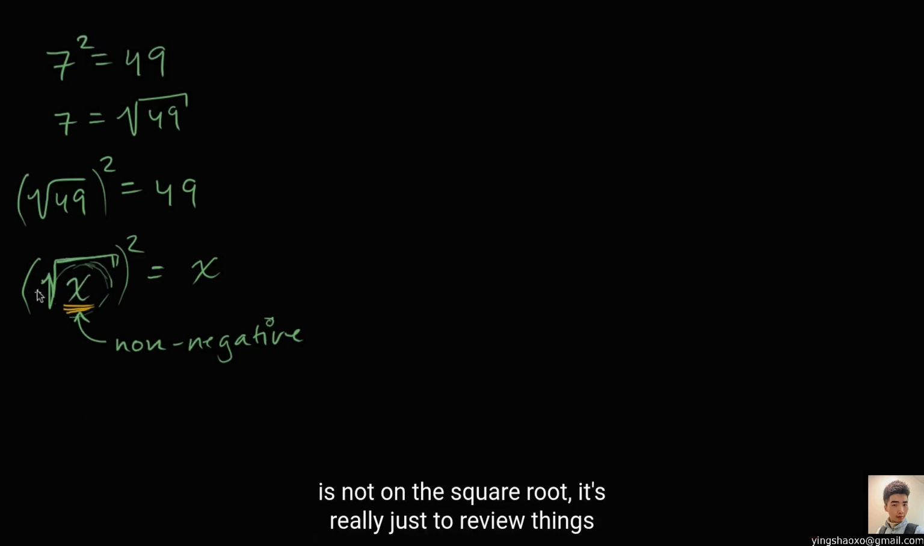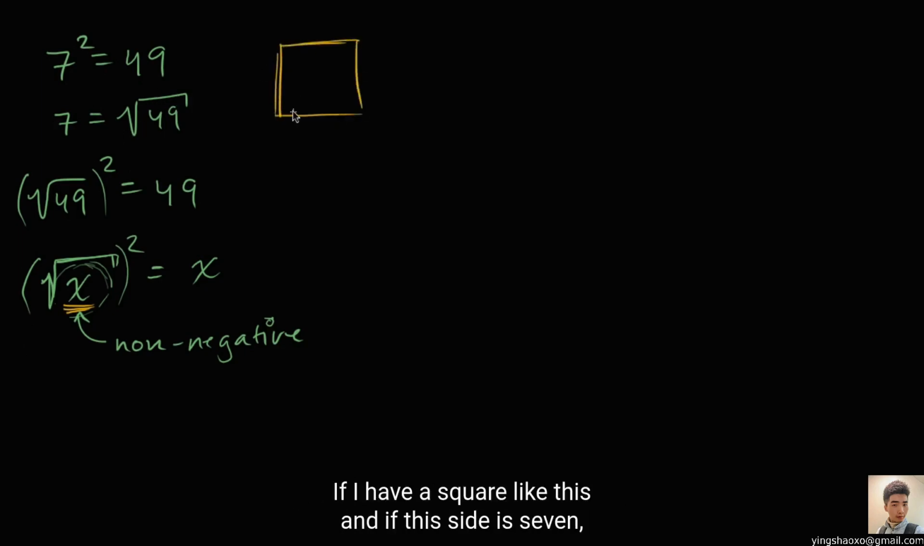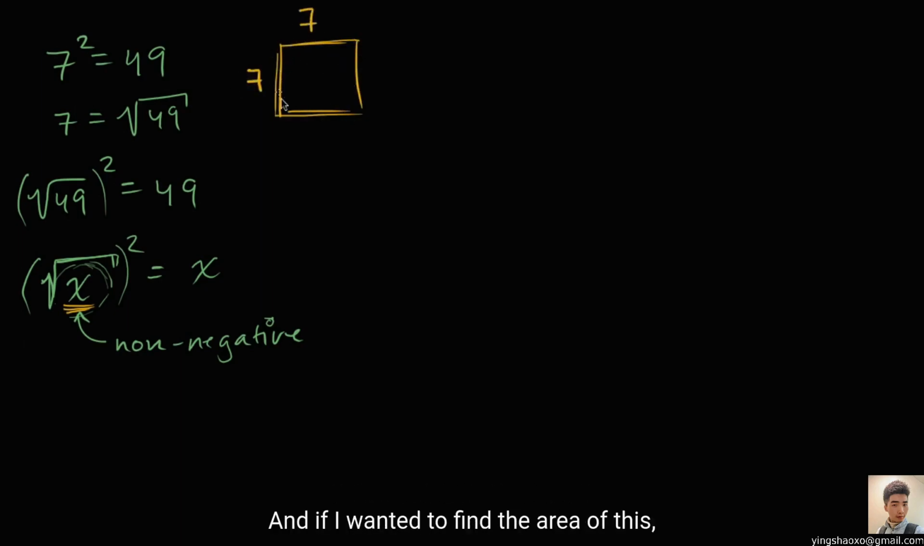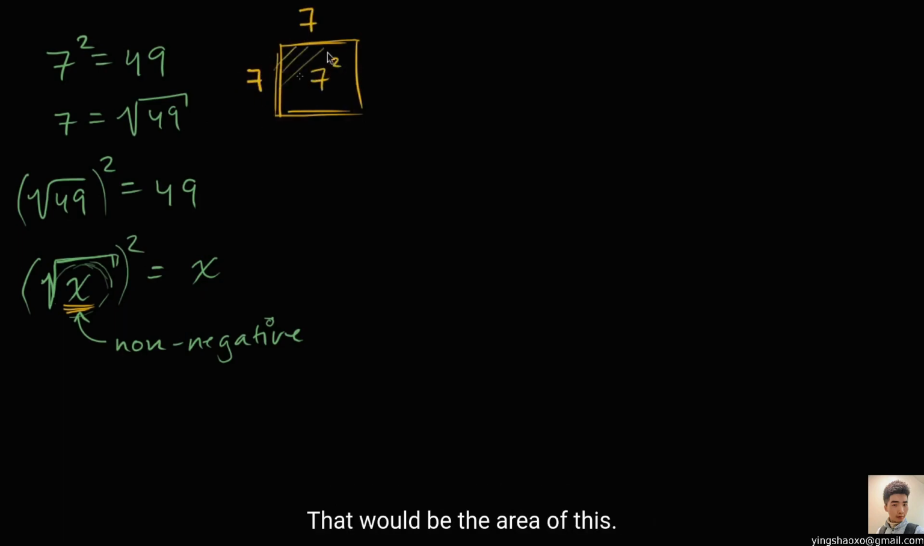It's really just to review things so we can start thinking about the cube root. And as you can imagine, where does the whole notion of taking a square of something or a square root come from? Well, it comes from the notion of finding the area of a square. If I have a square like this, and this side is 7, well, if it's a square, all the sides are going to be 7. And if I wanted to find the area of this, it would be 7 times 7, or 7 squared. That would be the area of it.